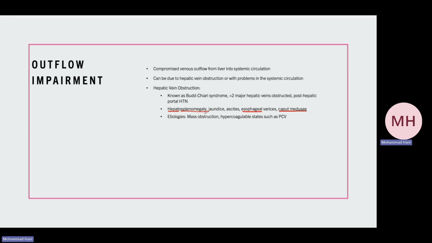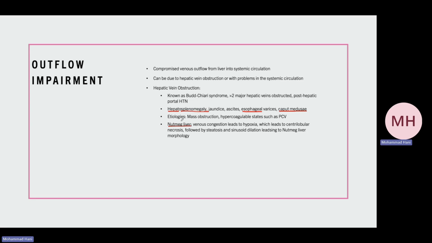So etiology is again mass obstruction, hypercoagulable states such as polycythemia vera. You also can see macroscopically nutmeg liver. This is an important term for you guys to know. It can be asked, it definitely will be asked.